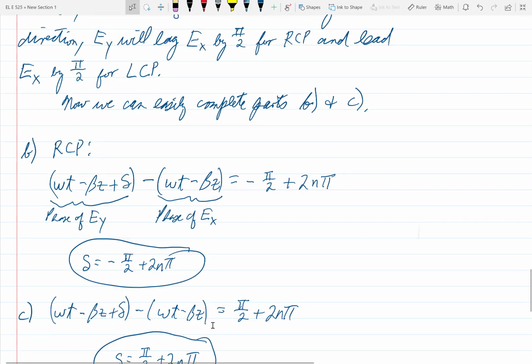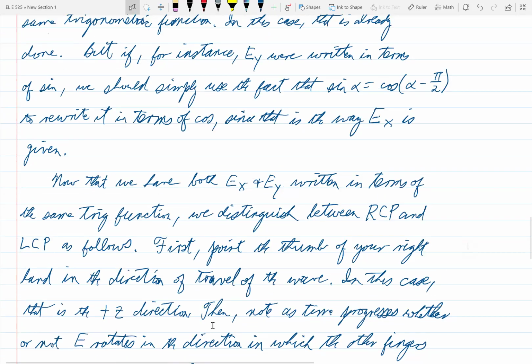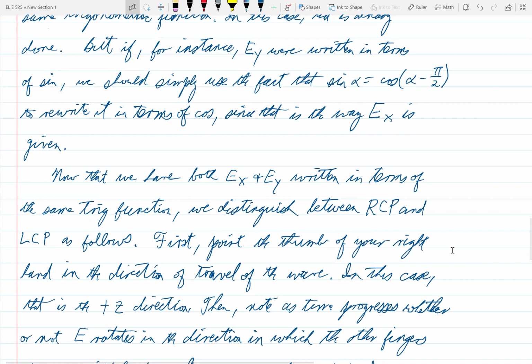So that's the way I suggest doing these problems with circular polarization. And that concludes lecture 3. So good luck.